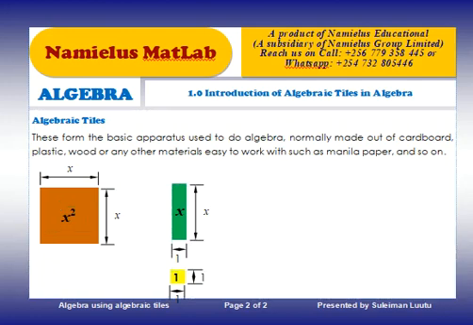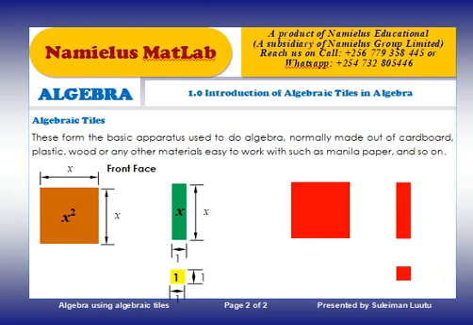Now, for these tiles, this will be the front face. The front face will be colored brown, green, and yellow. We have 3 tiles, remember. But the back face of these tiles is going to be painted or colored red. So this is the back face. The front face is the positive side, and the back face is the negative.